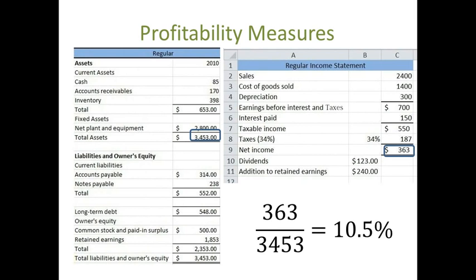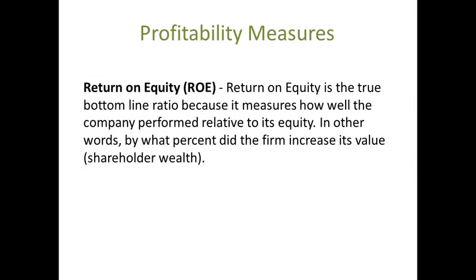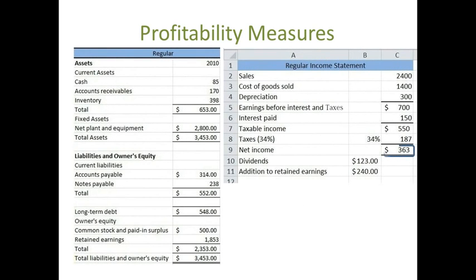Return on equity. Return on equity is the true bottom line ratio because it measures how well the company performed relative to its equity. In other words, by what percent did the firm increase its value, the shareholders' wealth. Return on equity is usually calculated as net income divided by total equity. In our example, again, our net income was $363,000, and our total equity was $2.353 million, giving us a return on equity, or an ROE, of 15.4%.